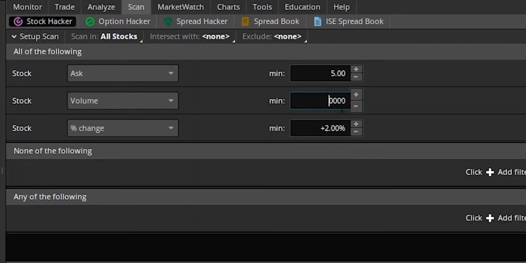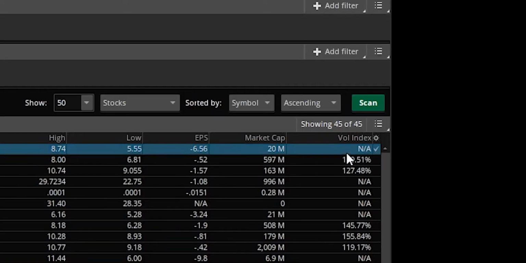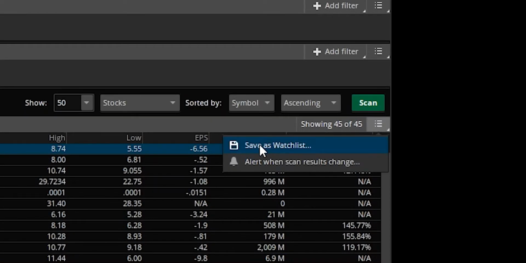Also, if you're finding that there are too many stocks to choose from, go ahead and get picky. Bump up the percentage change or the volume. Once you've got it down to a few dozen stocks, go ahead and hit the little plus button and create a watch list.